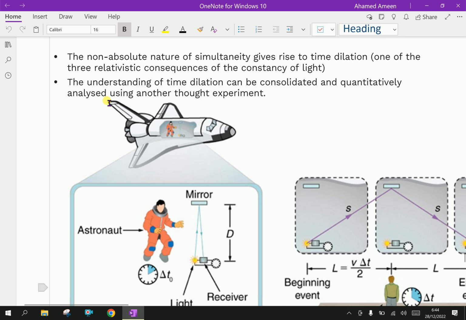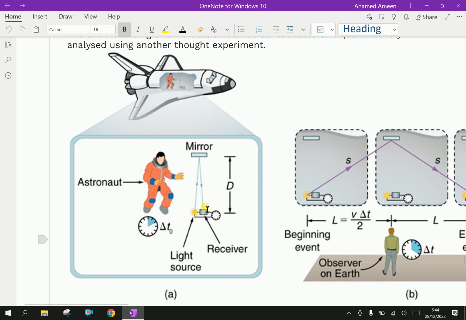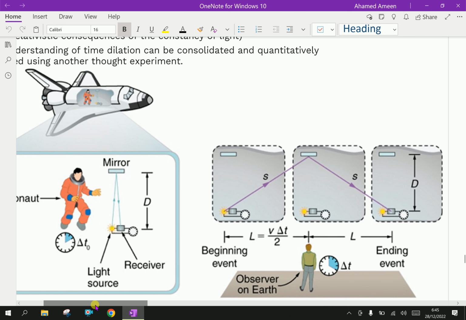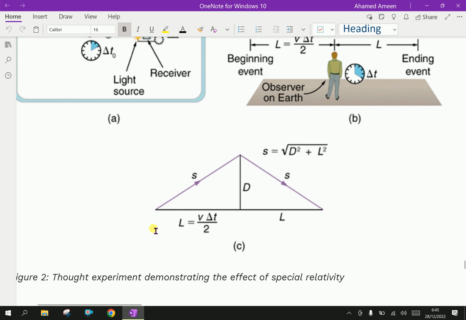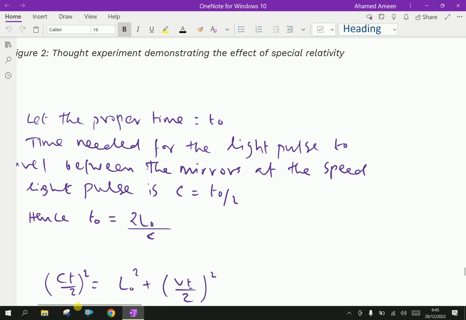For further detail, look at this figure. For the astronaut, suppose the time interval is delta t0, as a light source sends light to the mirror and it comes back to the receiver, and the distance is d. Now look at this second figure. Here is the beginning event and this is the end event. L is v delta t by 2, because the light goes and comes back. This L is L0, and this other L is v delta t by 2, and S is equal to the square root of d square plus L square. This is a thought experiment demonstrating the effect of special relativity. Now we will discuss it further.